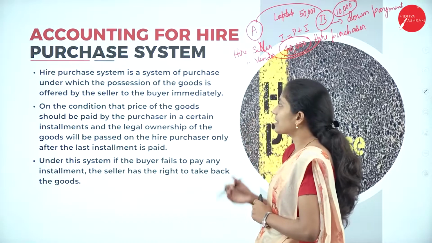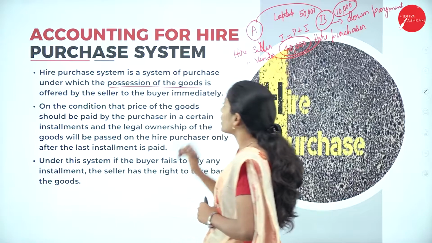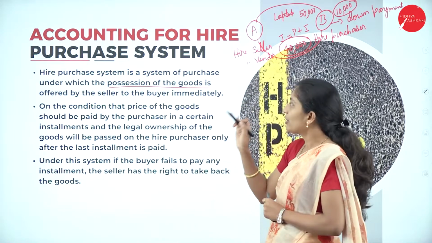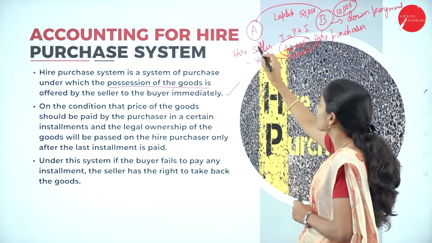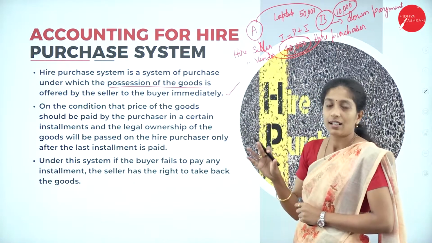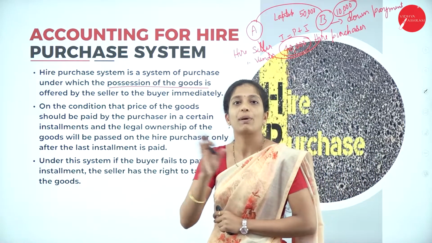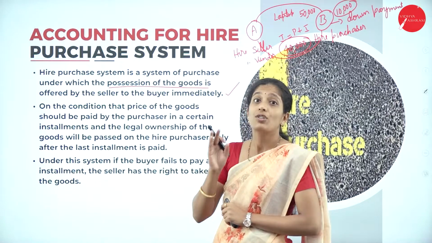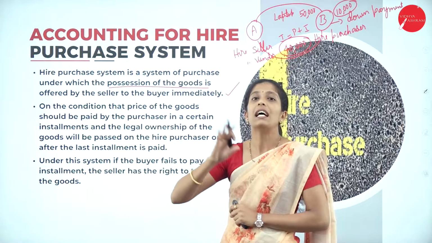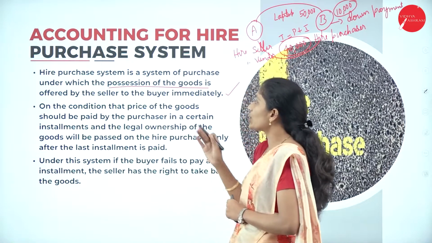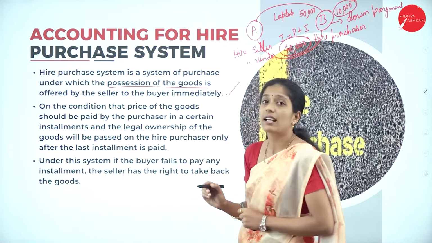Now go through the explanation here. Hire purchase system is a system of purchase under which possession of the goods is offered by the seller to the buyer immediately. In the sense, the goods will be transferred from seller to buyer immediately. That is, on the date of transaction itself, the goods will be transferred, but the ownership doesn't transfer. So here, the goods will be transferred from hire seller to hire purchaser immediately, on the condition that the price of the goods should be paid by the purchaser in certain installments.